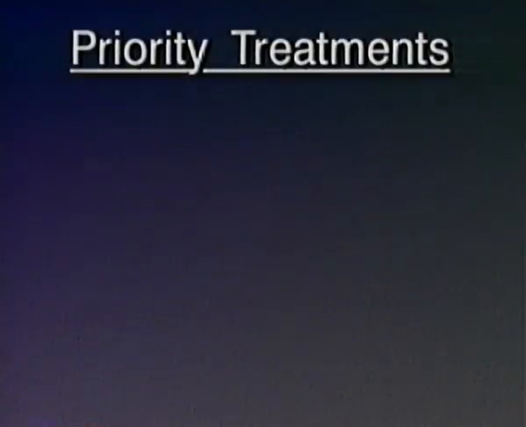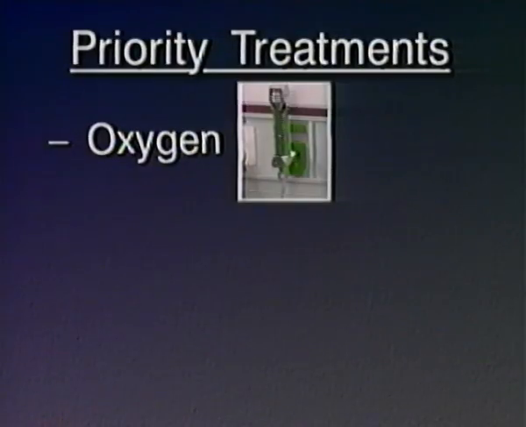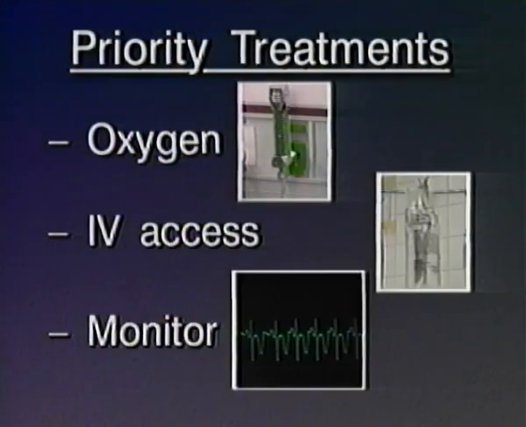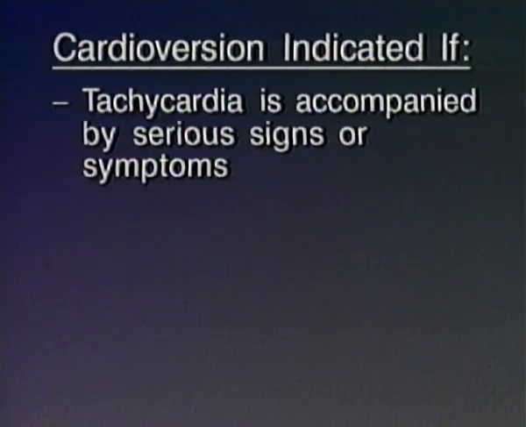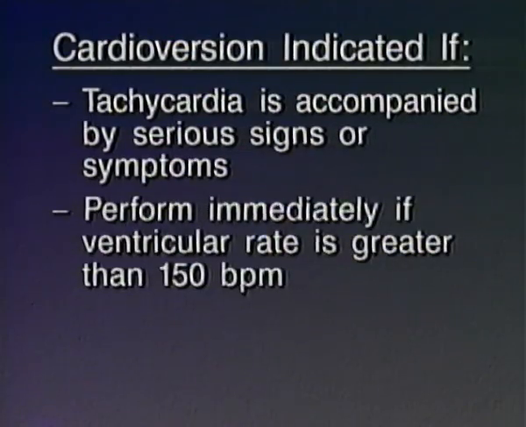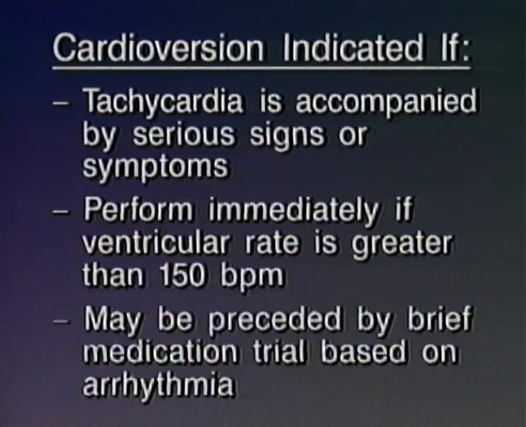The first priorities in treating patients with tachycardia are administration of oxygen, obtaining IV access, and hooking the patient up to a monitor. Once these procedures have been completed, electrical cardioversion is indicated in patients with tachycardia accompanied by serious signs or symptoms. If the patient has a ventricular rate greater than 150 beats per minute, cardioversion should be performed immediately. Immediate cardioversion is generally not needed for rates less than 150 beats per minute.